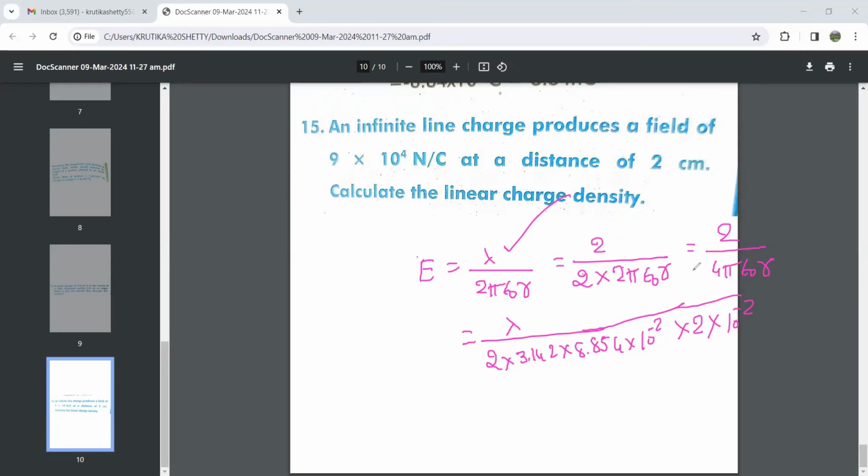So 1 upon 4 pi epsilon naught into r, we know that is 9 into 10 raised to 9, but the 2 gets multiplied. That's it. Is it clear? Yes, ma'am. So don't get confused here, students. That is, 1 upon 4 pi epsilon naught will be 9 into 10 raised to 9. But if you are writing 4 pi epsilon naught, it will be 1 divided by 9 into 10 raised to 9. So this is the only confusion in the entire chapter.